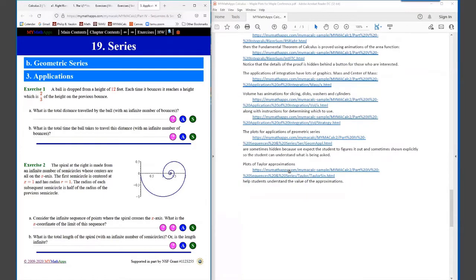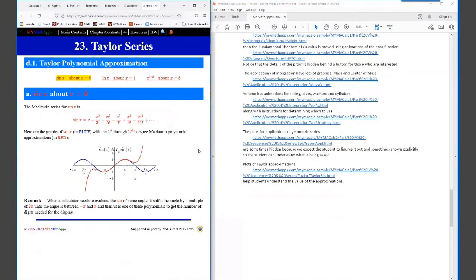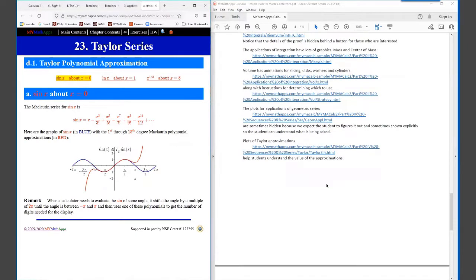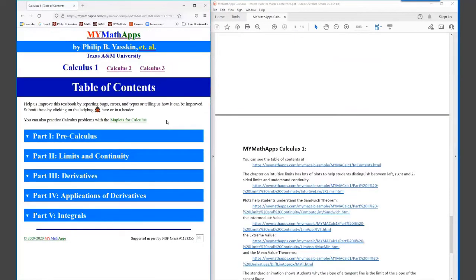Then we come to Taylor approximation. Here is the Taylor series and its graph for various numbers of terms all the way out to 15, and the students get to see how good of an approximation the Taylor series produces. That finishes Calc 2. On to Calc 1.